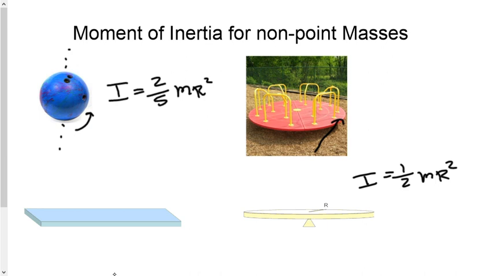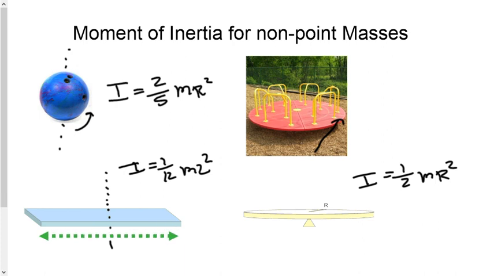What about a long thin rod or a long thin plank here? Let's say we rotate it about an axis in the middle, so this is rotating around like this. Well, I for that is going to equal 1/12 ml squared, L being the total length of this thing. So L, let's see if I can choose an arrow to show it to you. Okay, and L would be the length from here to there. And let's go ahead and label that L.